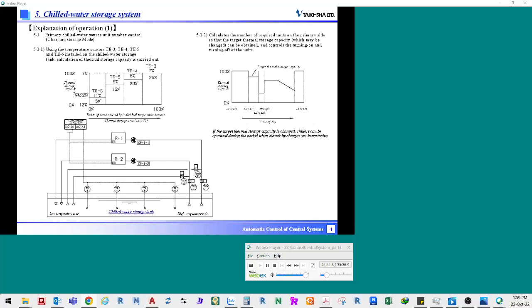Target thermal storage capacities are set higher during night hours. At night, when electricity charges are inexpensive, the thermal storage capacity is fully accumulated by 8 a.m. when air conditioning is started. The thermal storage capacity is consumed up to the lower limit, 20 to 30% at the end of air conditioning to prepare for the start of charging storage. Between 12 p.m. and 2 p.m. when the cooling load reaches its peak, the target thermal storage capacity is set lower to limit the operation of chillers.